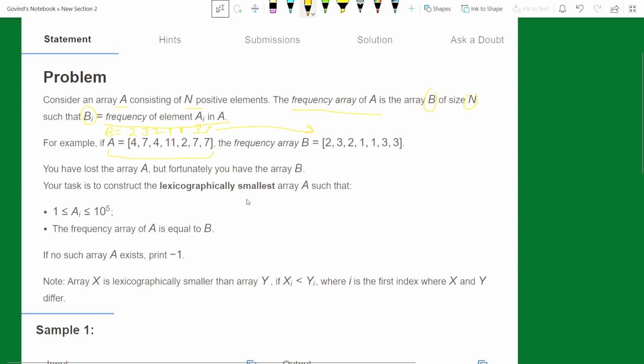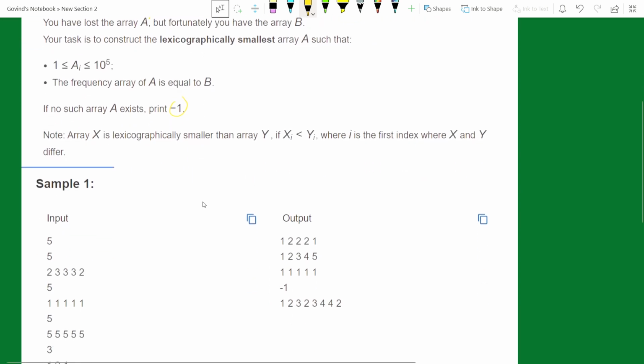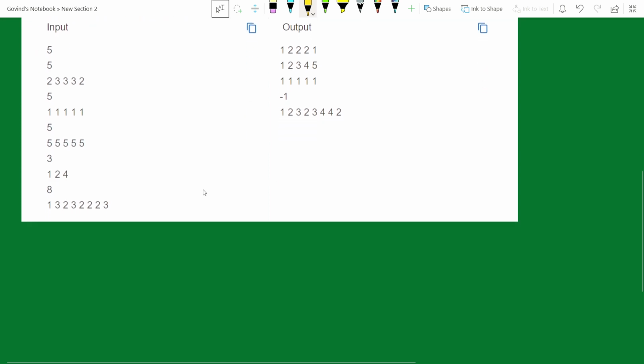So what is asked in the question is that we lost this array. We don't have this array, but we have this array B, that is the frequency array, and we need to construct the lexicographically smallest array A. And if it is not possible to construct any such array A from this array B, then we just need to print -1. I hope the question is clear. Now let's see some sample test cases.